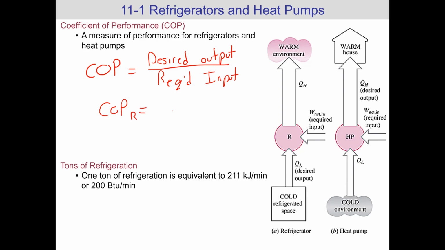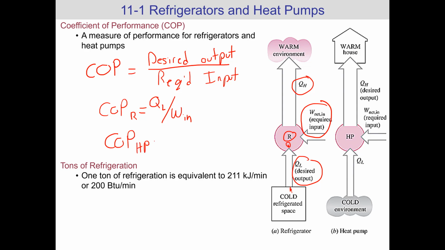So if you wanted to look at a refrigerator, the desired output of the refrigerator is the heat being removed from the cold space, not the heat being rejected from the cycle, but the heat being removed from the cold space going into the cycle, QL. That would be the desired output of a refrigerator, divided by the work required, which is the work into the refrigerator. And the coefficient of performance of a heat pump would be the Q being rejected from the cycle to the space that you're trying to heat, which in this case is a house. So it would be the QH over the work in.